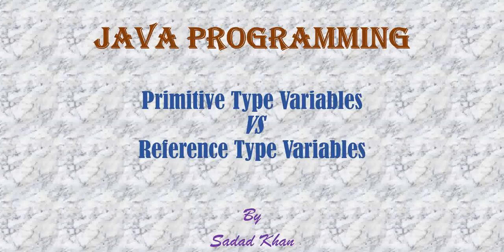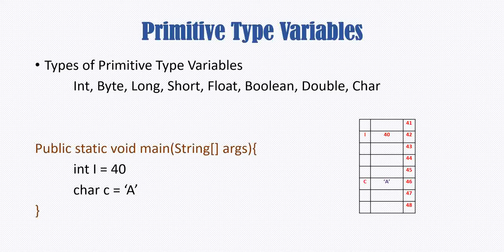Today in Java programming, we're gonna discuss the difference between the primitive type variables and the reference type variables. So what are primitive type variables? In Java, primitive type variables are the ones that store simple data. For example, int, byte, long, short, float, boolean, double, and char.